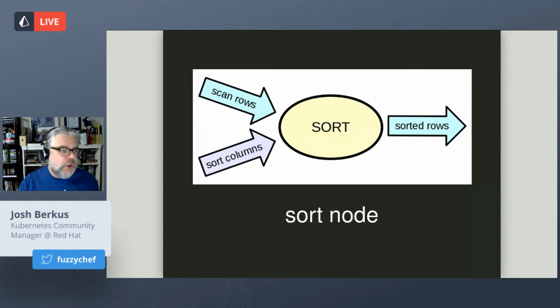So for example, if you're on a sort node, which does what it says on the tin, what you're going to have coming in here is the rows from retrieving data from a table, the sort columns that you have given the query, and the output will be sorted rows.